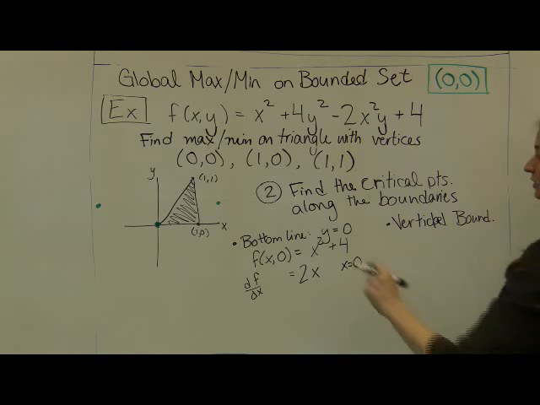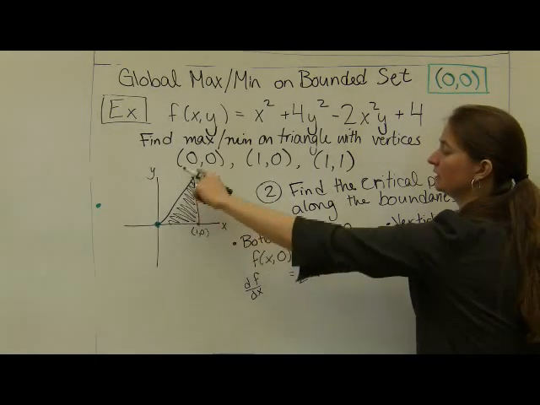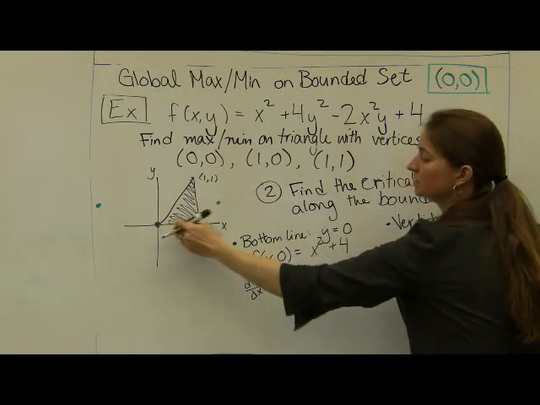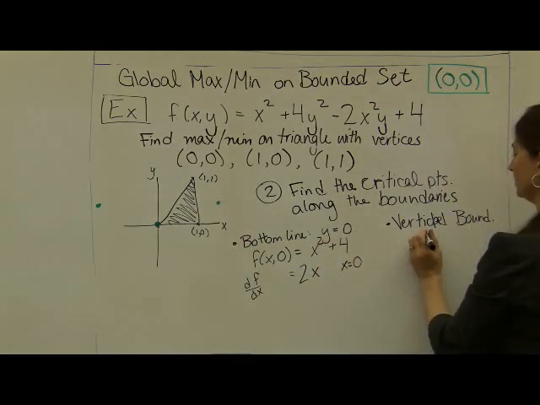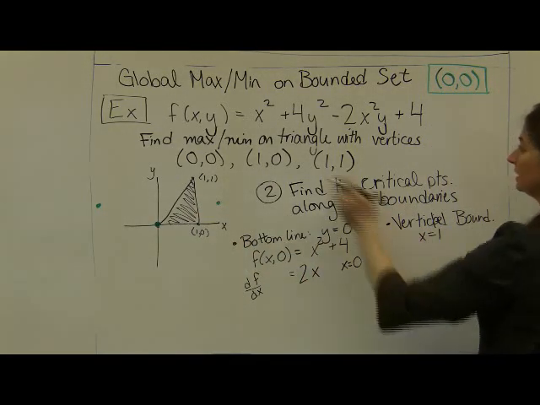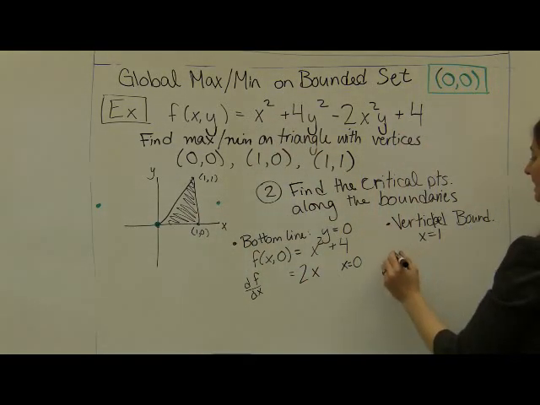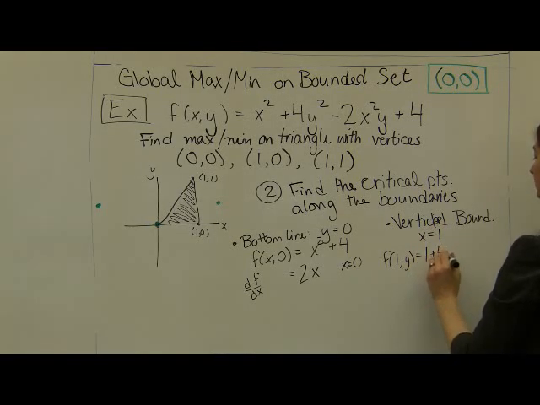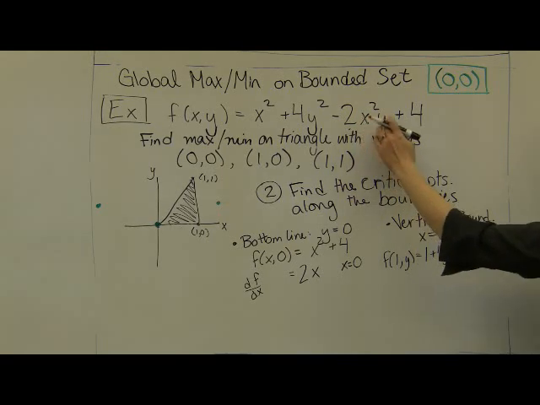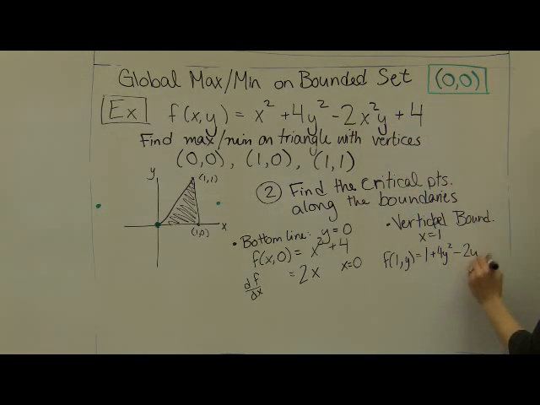So the vertical boundary is going to be this line right here. This line has the equation x exactly equal to 1. So I'm going to go into this function, and I'm going to let x be equal to 1. So I'm looking at the function f of 1, y. When x equals 1, I get 1 squared plus 4y squared minus 2 times 1 times y plus 4.